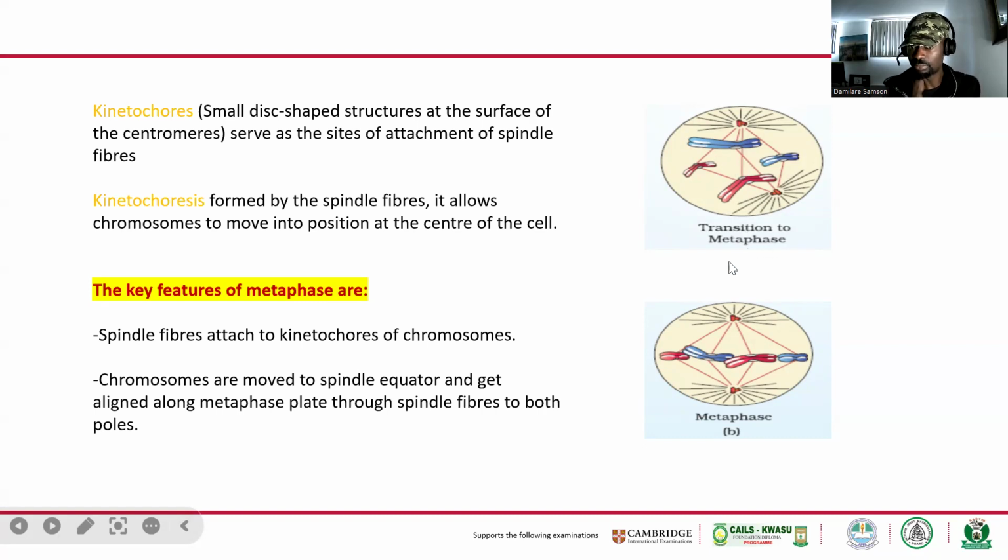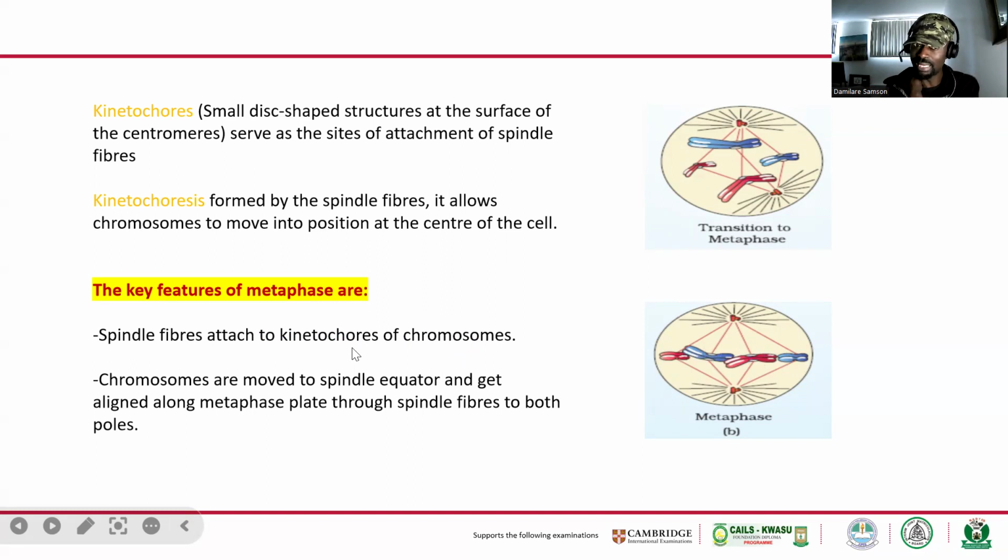This is what I'm trying to explain. These chromosomes that are scattered everywhere, the spindle fiber, with the aid of the kinetochore on the centromere, will draw them to a particular position. Everyone that is scattered everywhere, it will begin to bring them to the center. So it will bring everything, which are the chromosomes, as you can see, to the center of the cell. Now, the key feature of metaphase is that spindle fibers attach to the kinetochore of the chromosome.